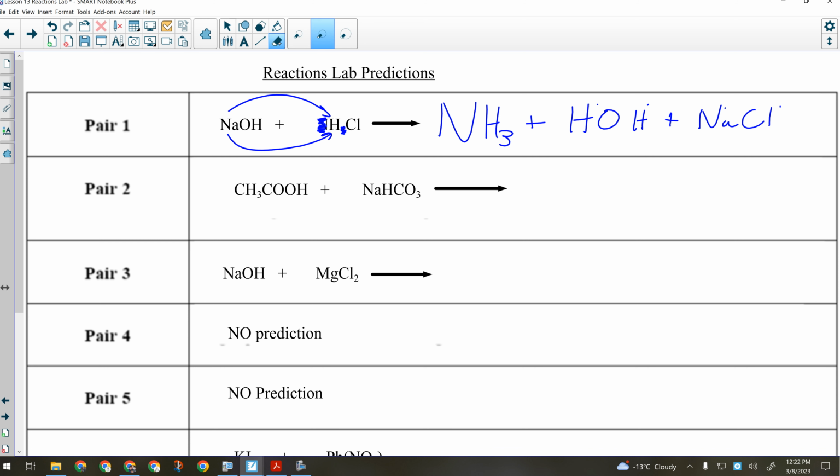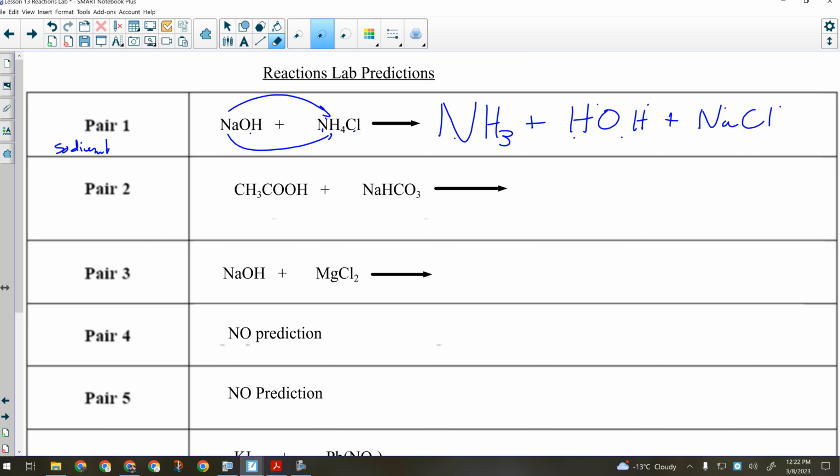Because on this side of the reaction, I had 4 hydrogens. On this side of the reaction, I have 3 + 1 is 4 hydrogens. I have 1 hydroxide, 1 hydroxide, 1 nitrogen, 1 nitrogen, 1 chlorine, 1 chlorine, 1 sodium, 1 sodium. Okay, everything was already balanced. Okay, in words, that reaction should look like this.